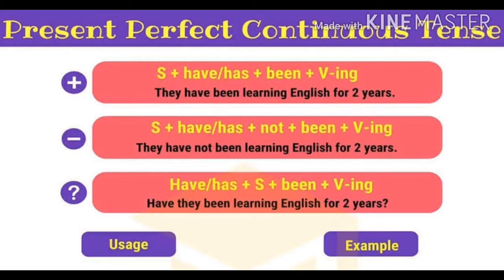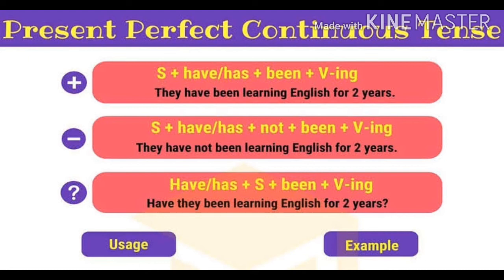Look at the last one, the present perfect continuous tense. The present perfect continuous tense expresses actions that begin in the past and continue to the present, and actions that have recently stopped. Look at the pattern for present perfect continuous tense. For positive, that means affirmative, subject plus has or have according to the subject, plus been, plus V1, obviously, plus ing with that. Example, they have been learning English for 2 years.